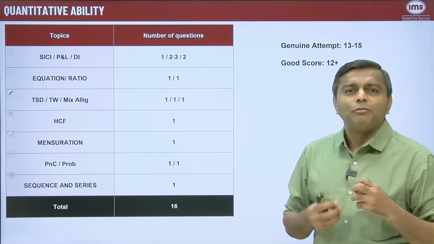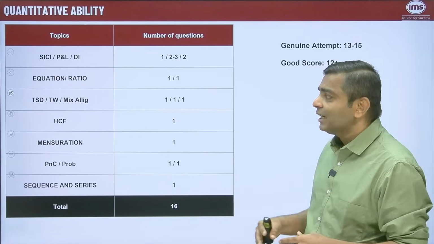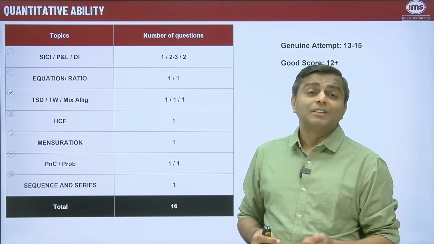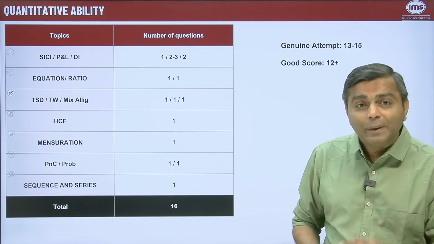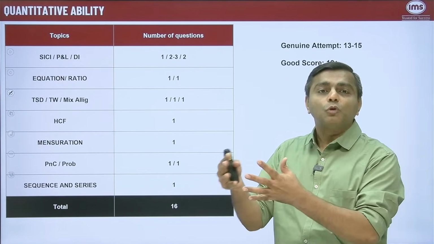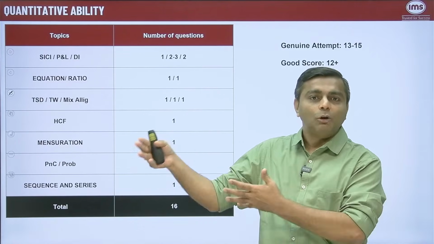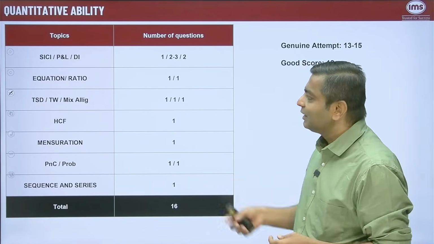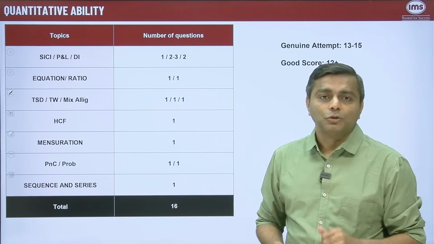One question on forming basic equations on X and Y. One question on ratios was asked. One question each on time, speed, distance, and time and work. Time, speed, distance, particularly the question was on average speed. Time and work, so many people do so many units of work in so many days, kind of a man-days output type of question was asked in time and work. And one basic question on averages was also asked.